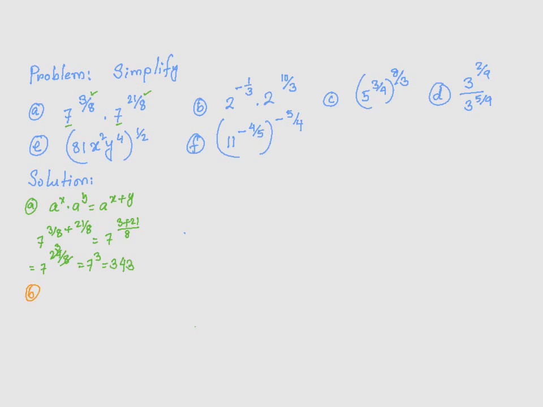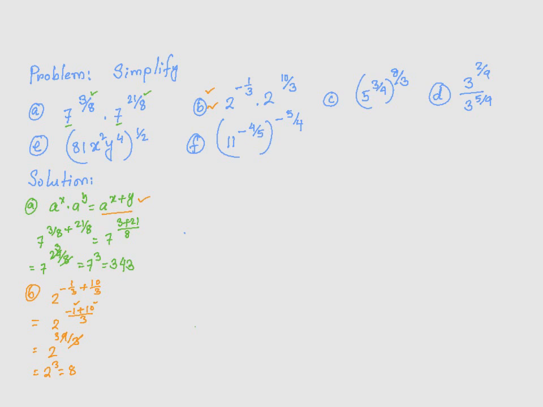Now let's do the next one, b. For b, again, I'm going to use the same rule. Instead of writing the problem, I'm just going to use the formula and write the right side. So 2 to the power negative 1/3 plus 10/3, which is equal to 2 to the power negative 1 plus 10 over 3, which is 2 to the power 9/3. Negative 1 plus 10 is 9. 3 goes into 9 3 times, so it's going to be 2 cubed, which is 8. So that's going to be the answer to b.